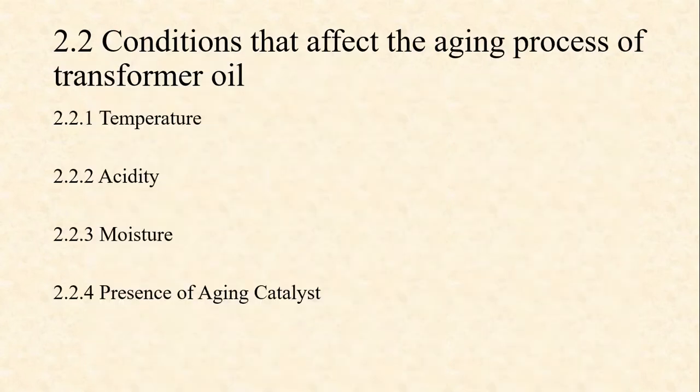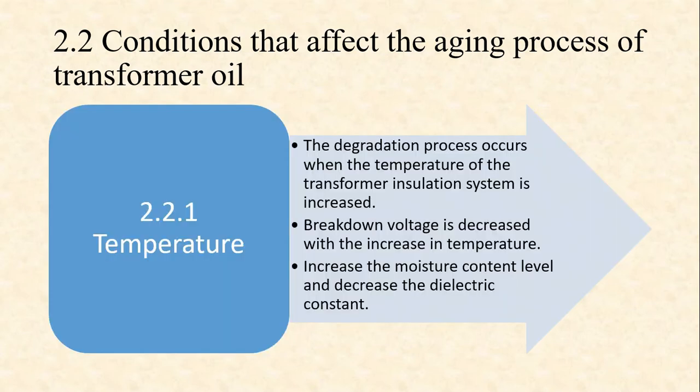Now we are going to talk about the conditions that affect the aging process of transformer oil. The first condition that may affect the aging process of transformer oil is temperature. The degradation process occurs when the temperature of the transformer insulation system is increased. Breakdown voltage is decreased with the increase in temperature. Also, the moisture content level is increased and the dielectric constant is decreased when the temperature is increased.